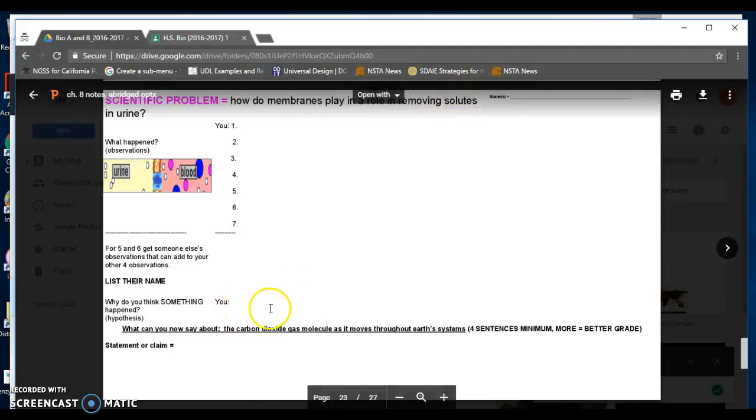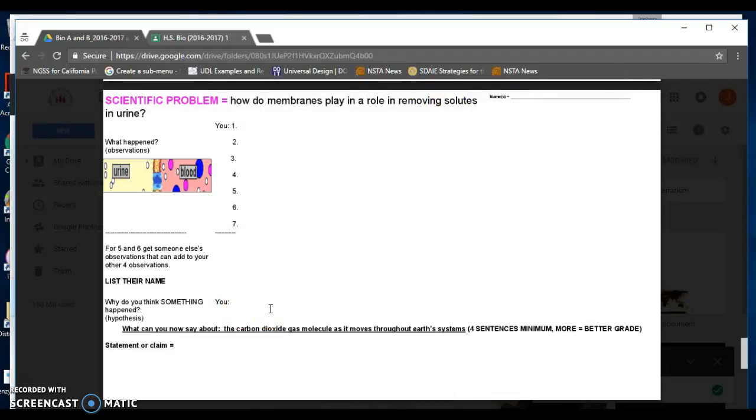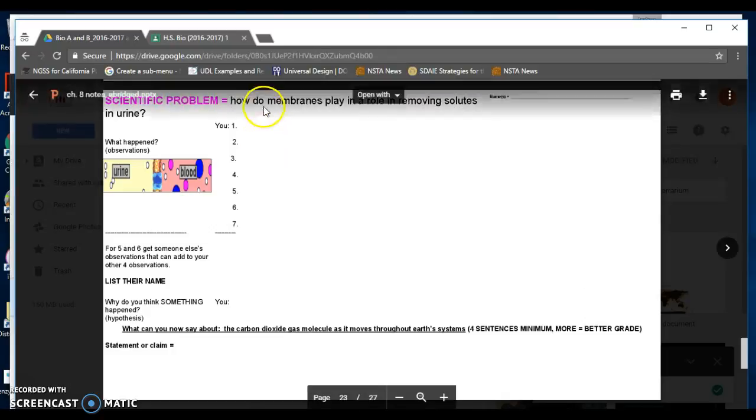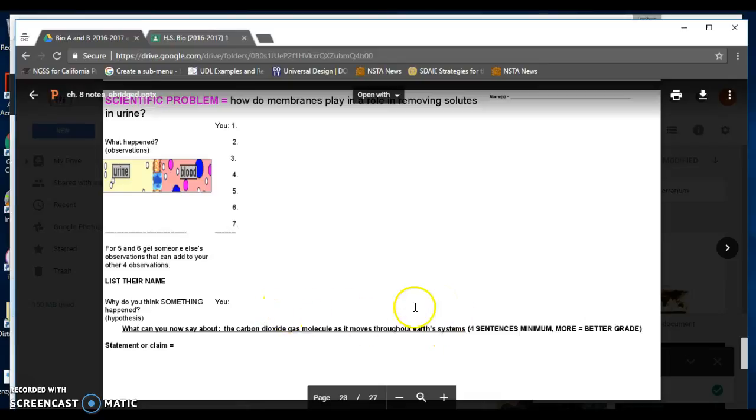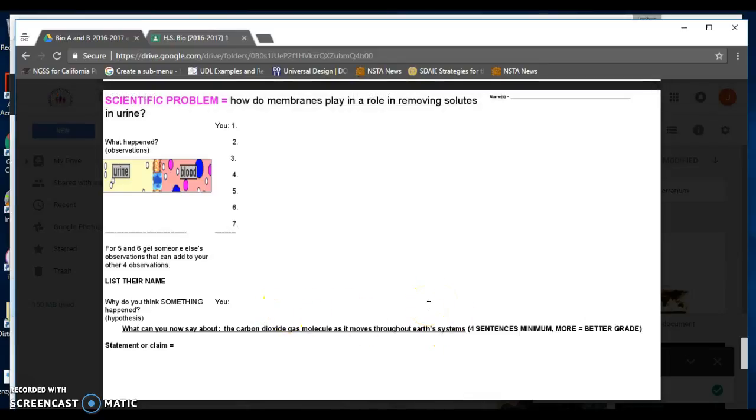So your answer would be telling me confidently, remember it's a statement, it's a claim said confidently, you telling me what you think the answer is to this problem. So you would just say, my hypothesis is blank. Or what do you think is the role membranes play in removing solutes? Do they or don't they? You just keep it simple. Yes, they do. No, they don't. Membranes do not play a role. Membranes do play a role. You can keep it simple.